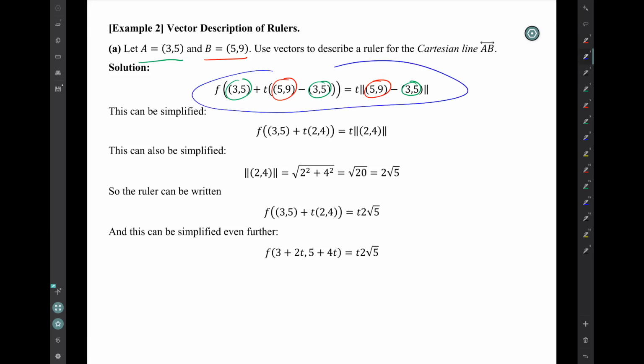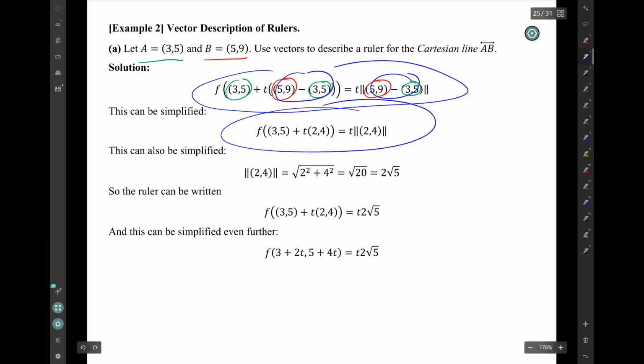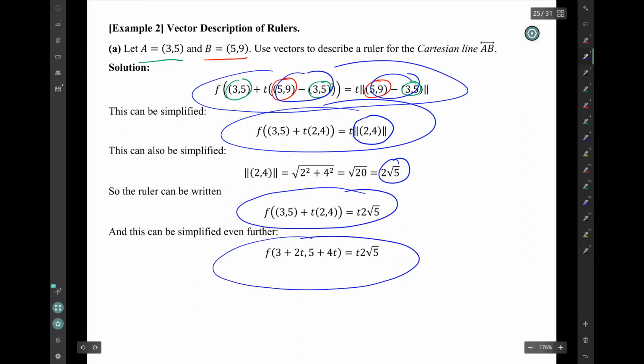Now that can be simplified though. First of all, we can do this subtraction and obtain this new version. And that can be simplified because we have the norm of that vector. That turns out to be the number 2 square root of 5. So our ruler can be simplified further to this. And that can be simplified to this. So that is sort of a parametric presentation of the ruler. So fairly simple to build this thing.